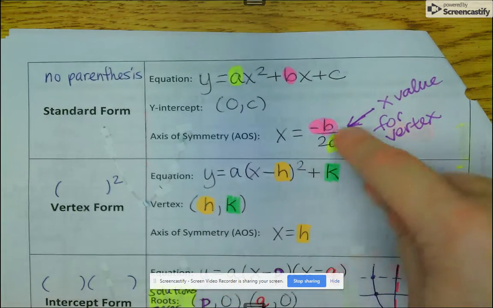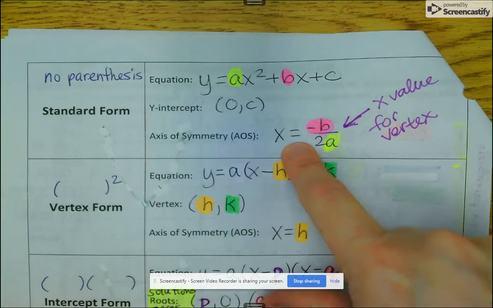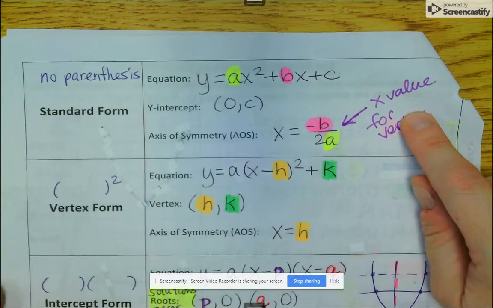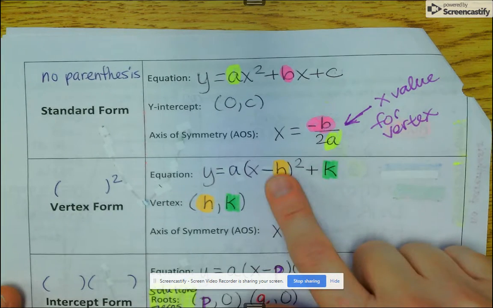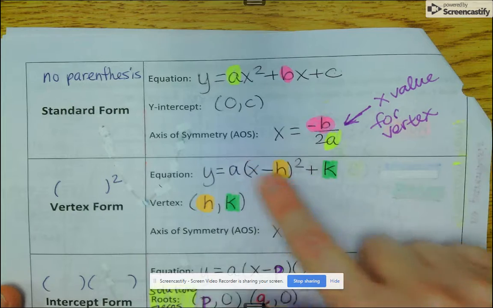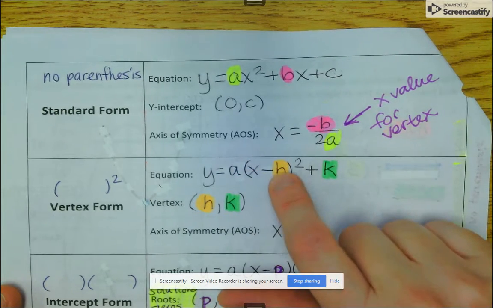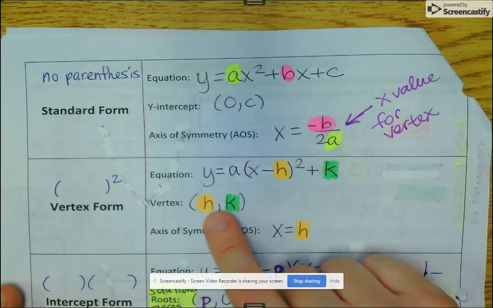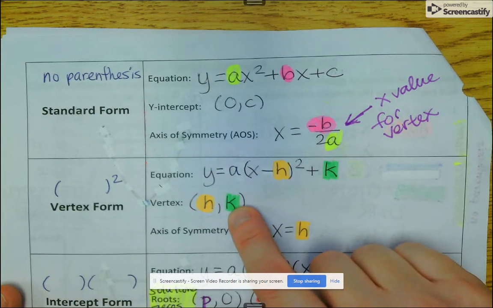Axis of symmetry, you can do negative b divided by 2a to get your axis of symmetry, which is also your x value for your vertex. Vertex form, that makes it easiest to find your vertex. You have inside this parentheses squared, you will find your h or x value of your vertex, and outside you will find your y value of your vertex.